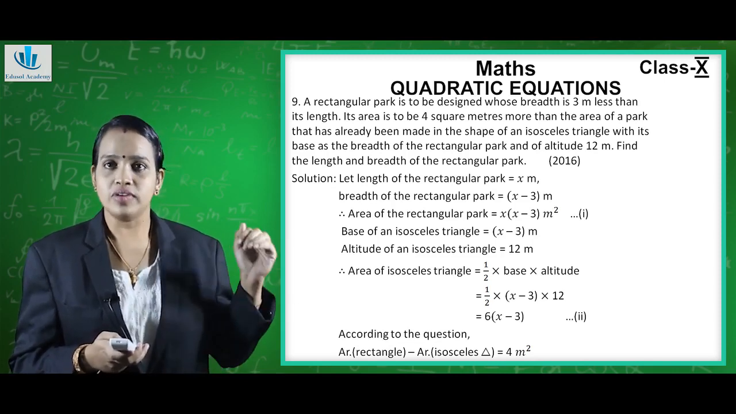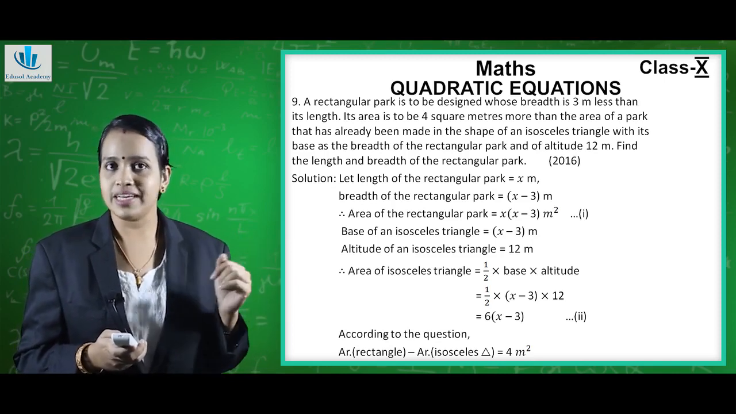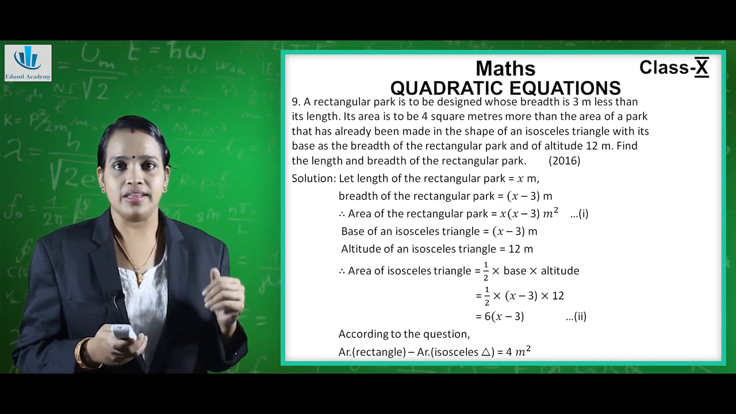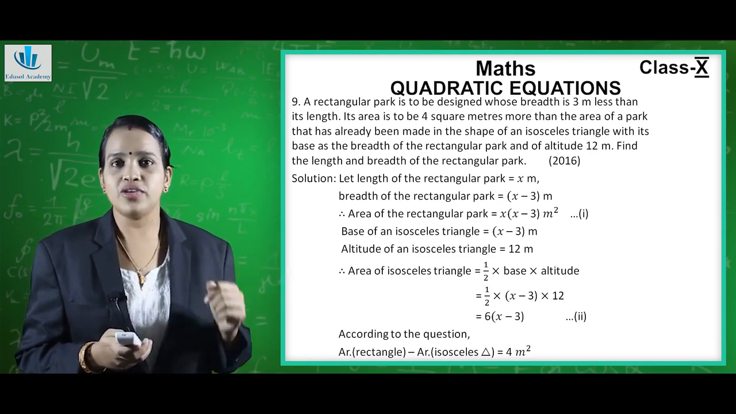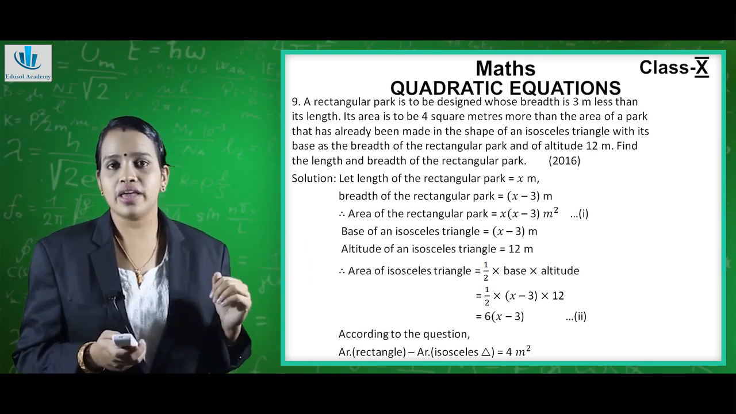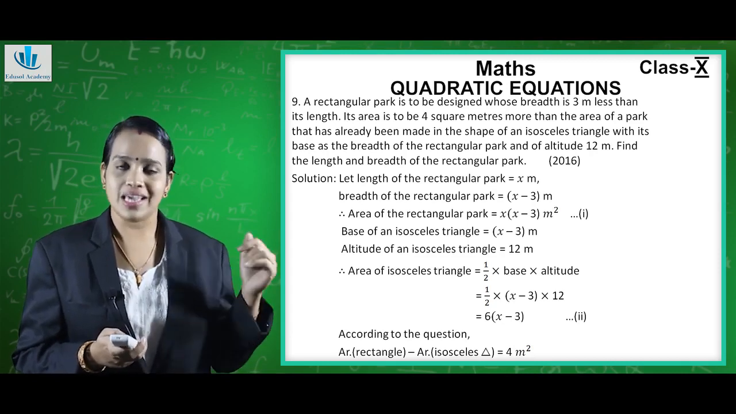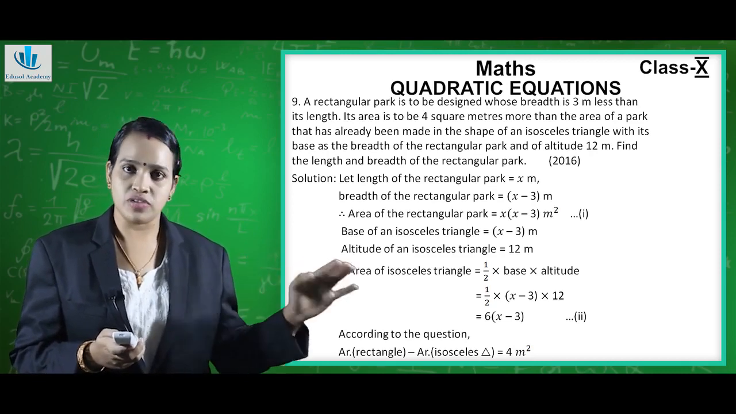First we will take the length of the rectangular park as x. It is said in the question that breadth is 3 meter less than its length. So we can write it as x minus 3. So the breadth of the rectangular park becomes x minus 3 meter. So the area of the rectangular park we can take as length into breadth, that is x into x minus 3 square meter. We will give it as equation 1.